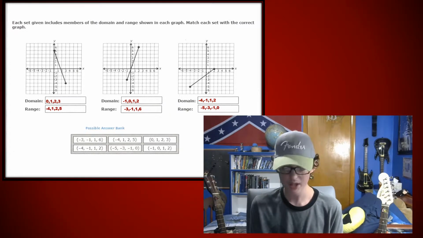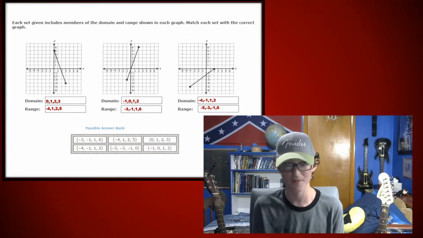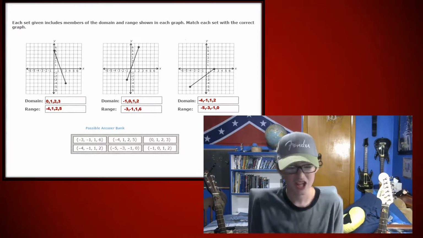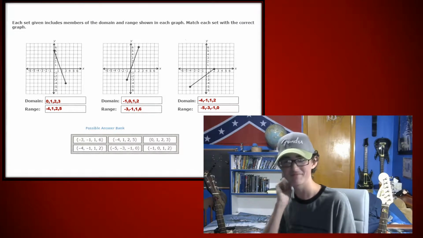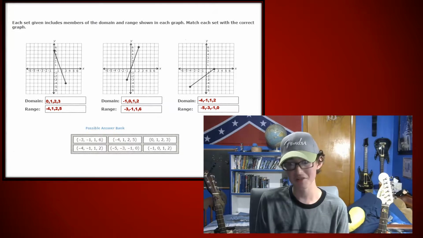So, the box which would fit with this, which would be the last box, so it's probably going to be the toughest question of them all, it'd be -5, -3, -1, and 0. Because that's how it works. Alright, so that's question 2.